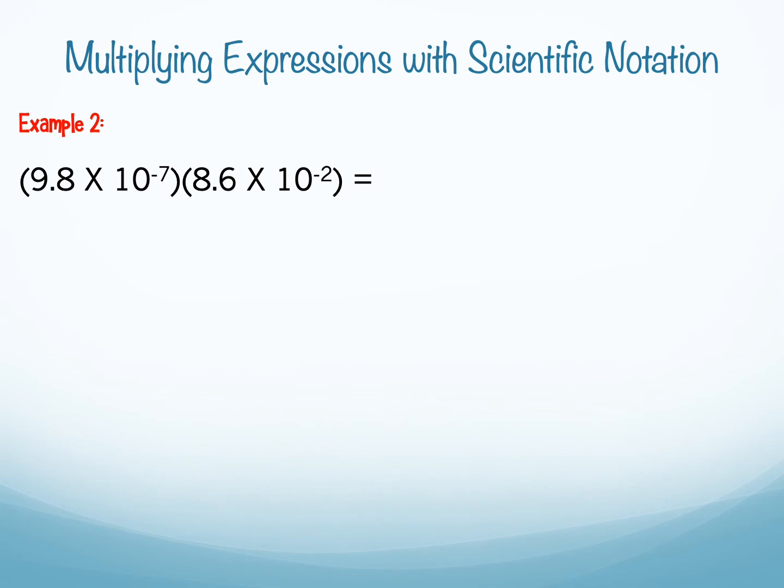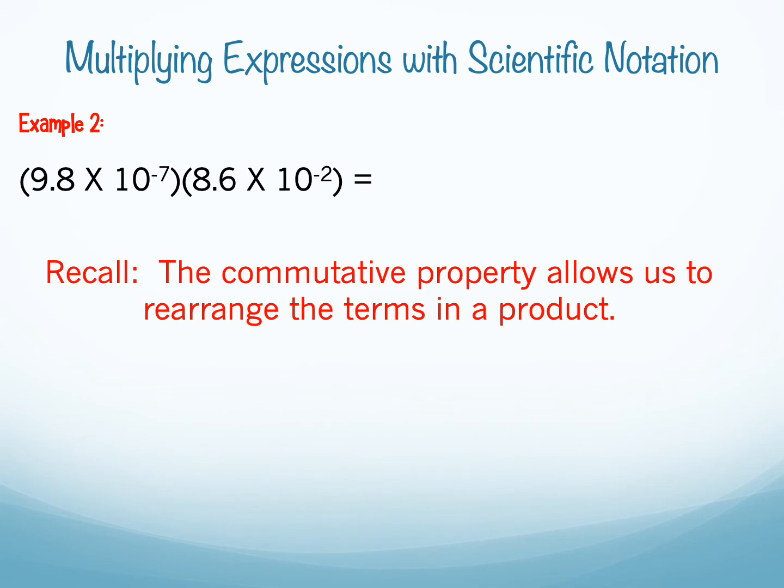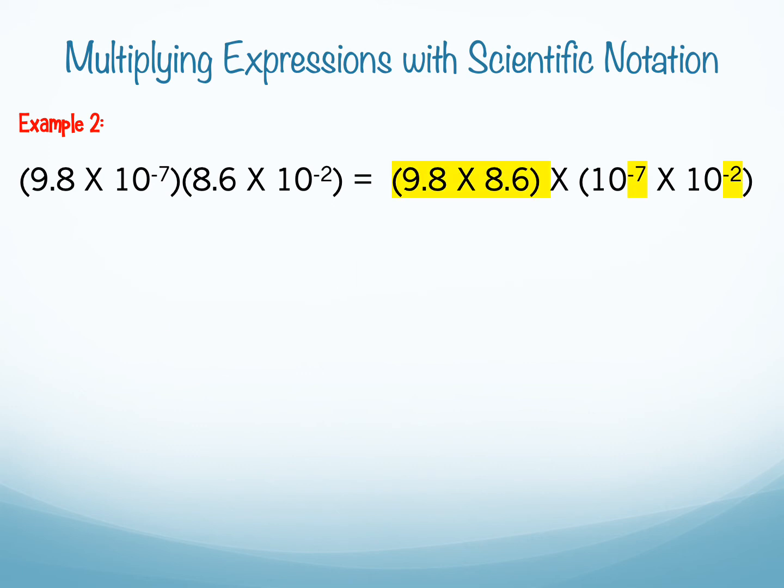In example 2, we'll do the same thing. We'll start by rearranging the terms in the product. We'll start by putting the coefficients with the coefficients and the exponential terms together. We'll start first to multiply the coefficients. 9.8 times 8.6 is 84.26.